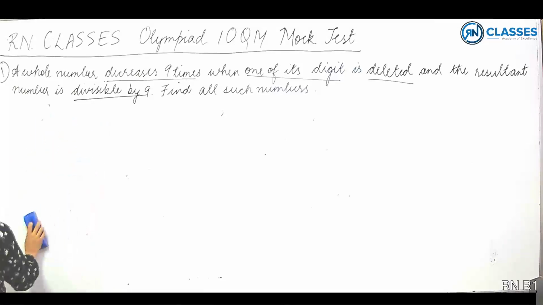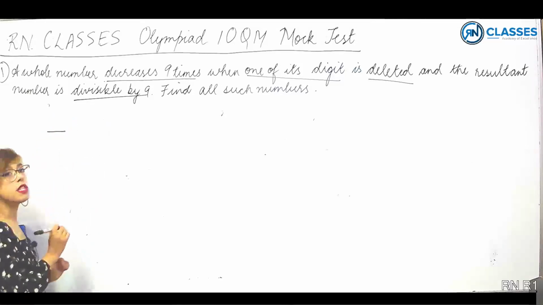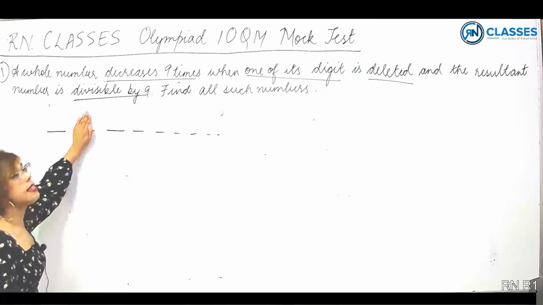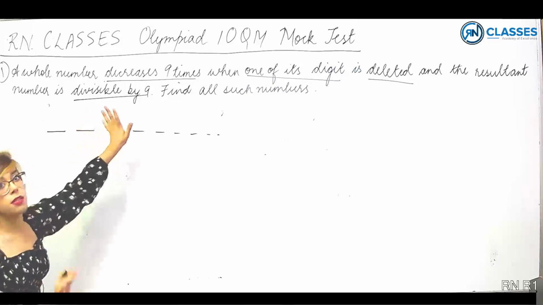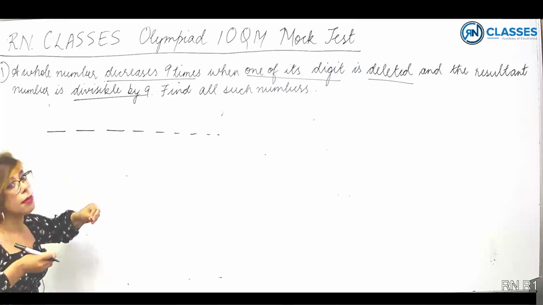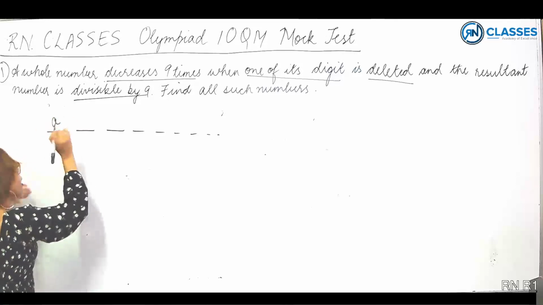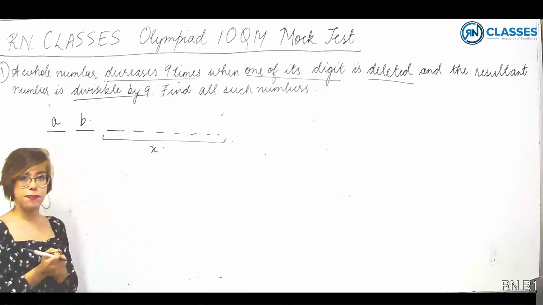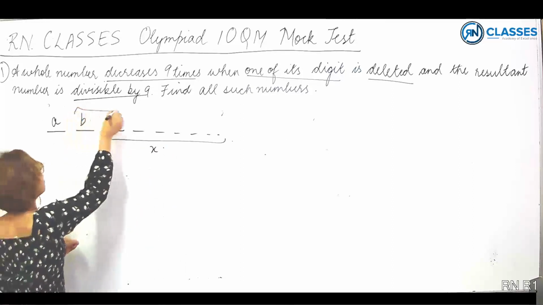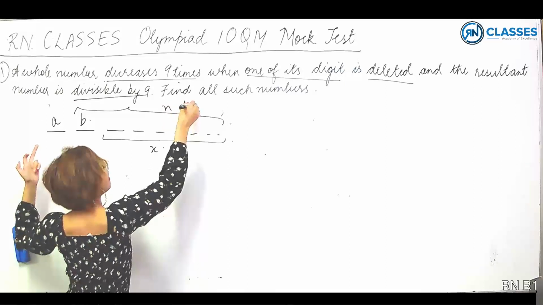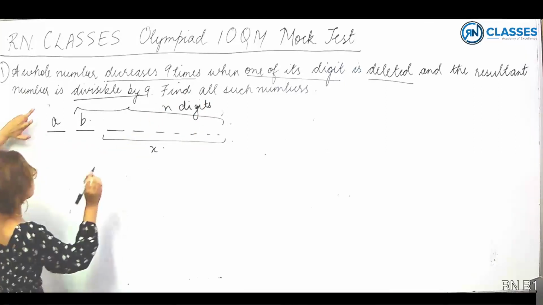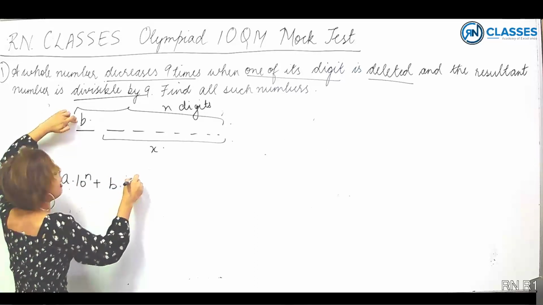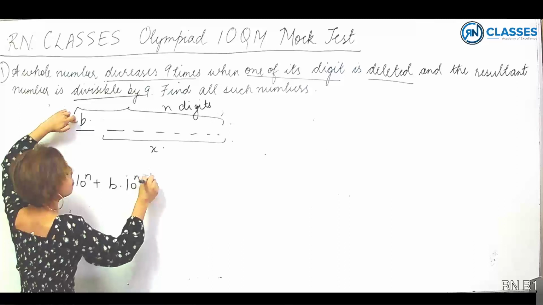Right. Now, I need to have first digit, second digit, third digit and so on. Since I need to delete the second digit, I cannot put the second digit into x, right? I have to keep it separate. So the first digit, let me take it as a, then the second is b, and the remaining number we can consider as x. Cool. Again, consider that these are n digits here, so that you can write it in the expanded form. Expanded form: a into 10 raised to n plus b into 10 raised to n minus 1 plus x.